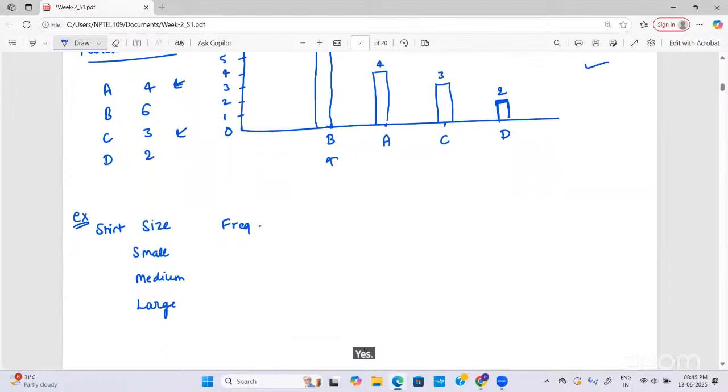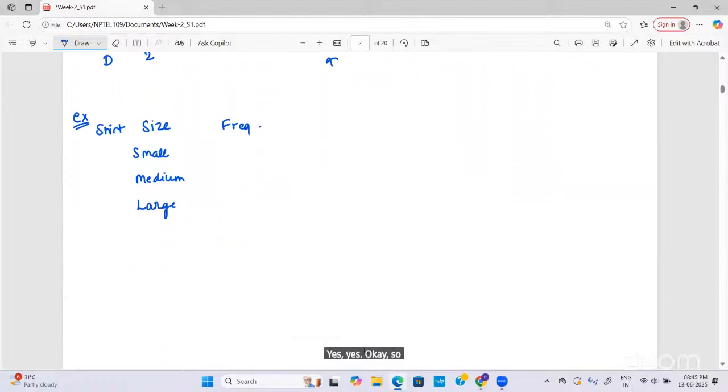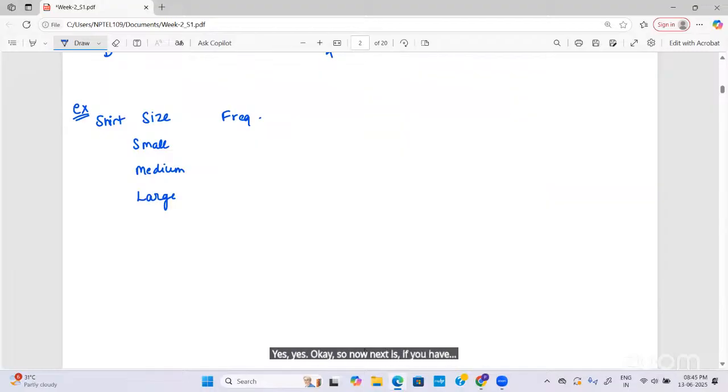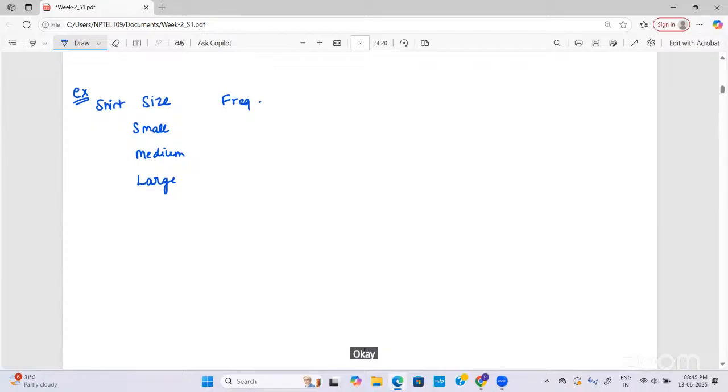Okay, so now next is if you have ordinal kind of data. Suppose this is your 7, this is 8, suppose this is 5. Whenever you have ordinal data, you have to maintain the order.